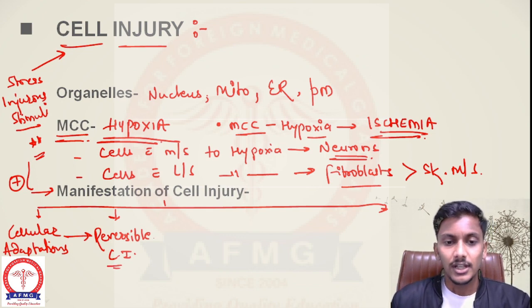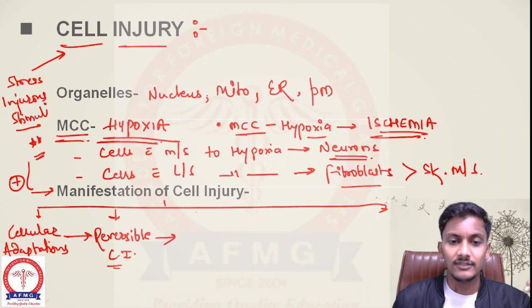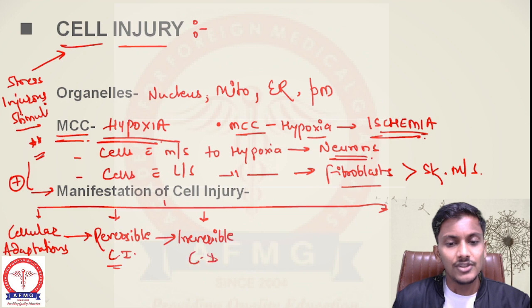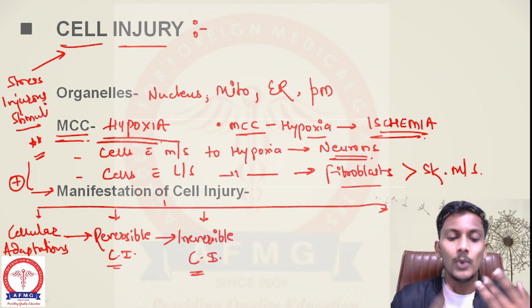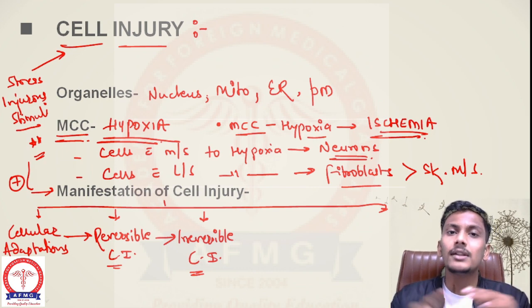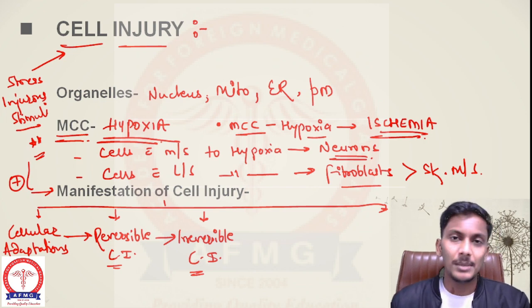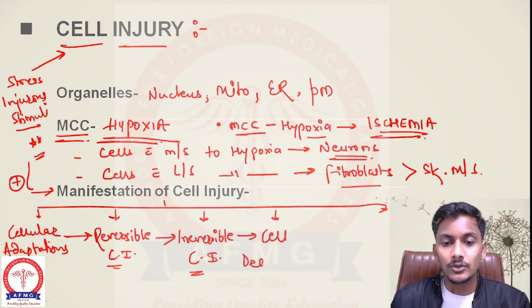If the injurious stimuli still persist, if the stress is still there, then the cell would undergo irreversible cell injury. And what will happen in irreversible cell injury? In irreversible cell injury, even when the injurious stimuli or stress is withdrawn, the cell could not restore its normal functioning state. That is what we mean by irreversible cell injury. Irreversible cell injury can further progress to cell death.